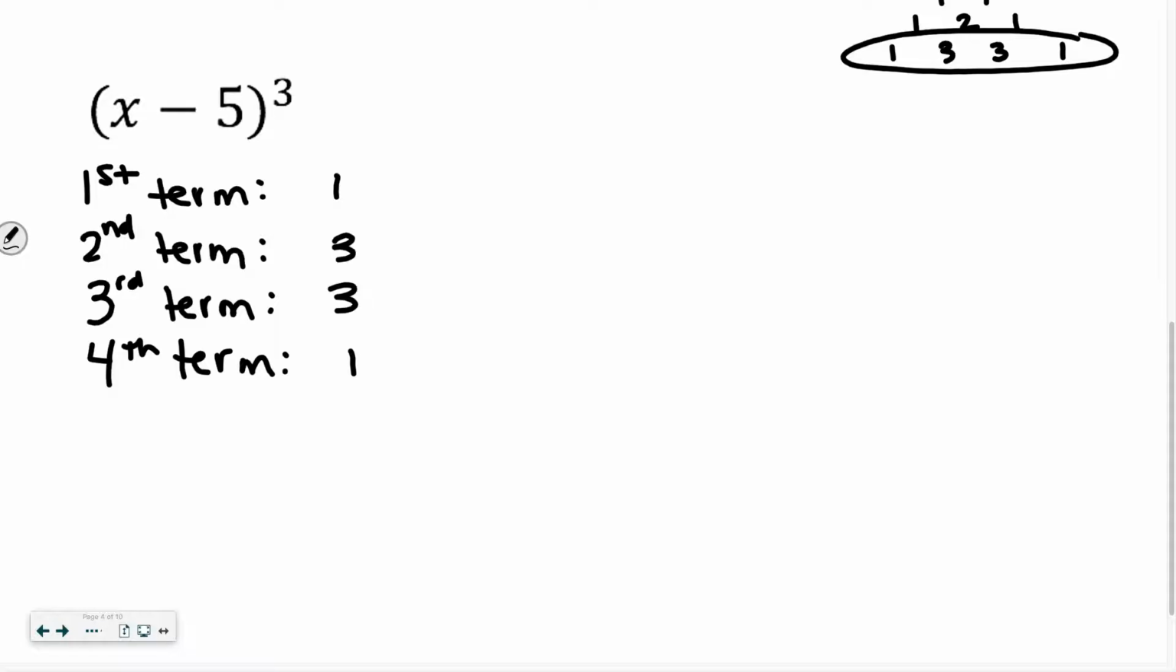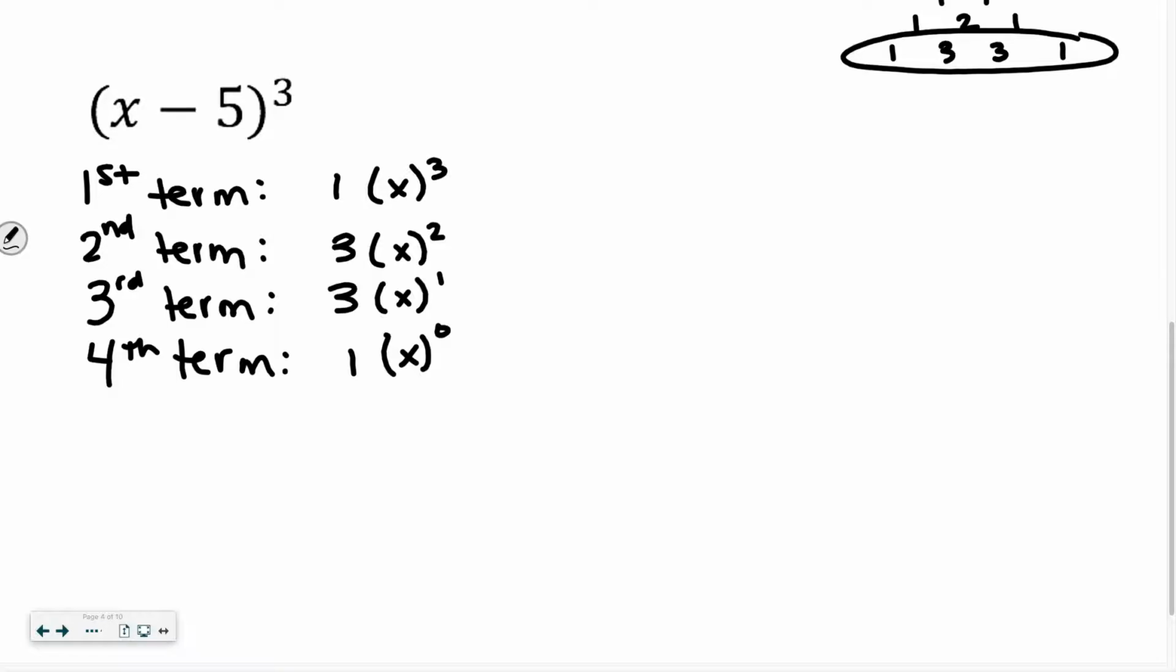Now I have to go in and I have to pick my first term, which is x, okay? And it starts by raising x to the highest exponent, right? Remember Delaney's pattern? A started with the highest exponent. So this is going to be x cubed, x squared, x to the first, and x to the 0. So I'm taking the first term in the binomial, raising it to the highest exponent, going down by 1.